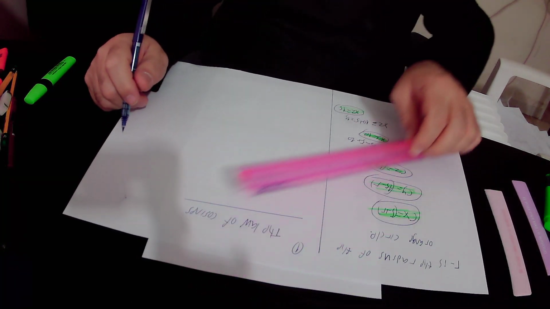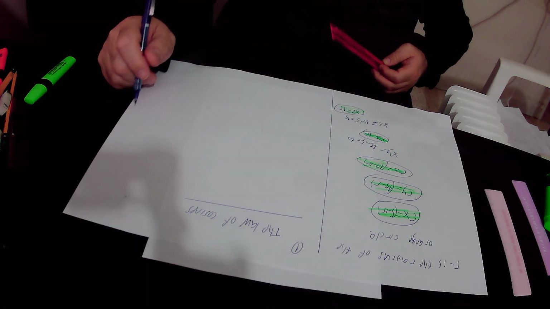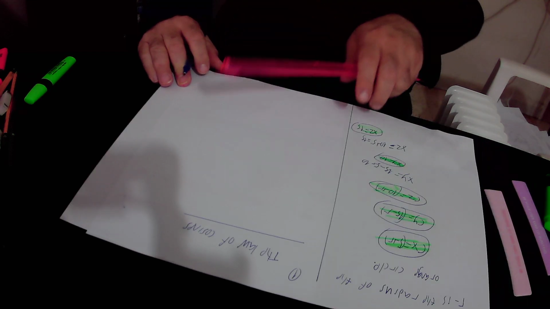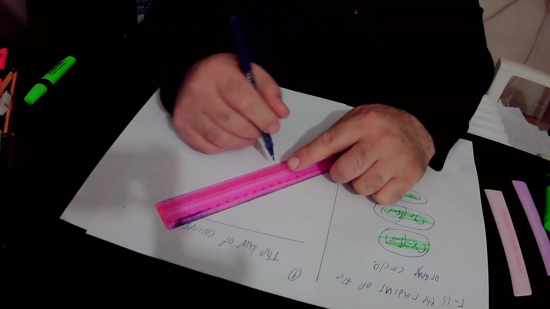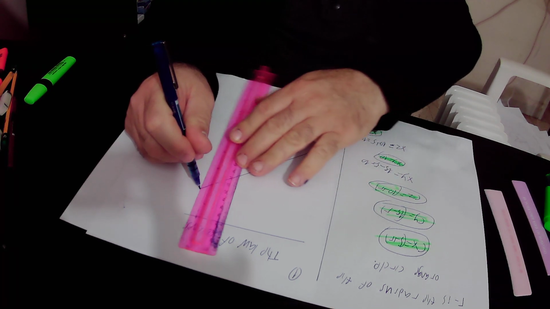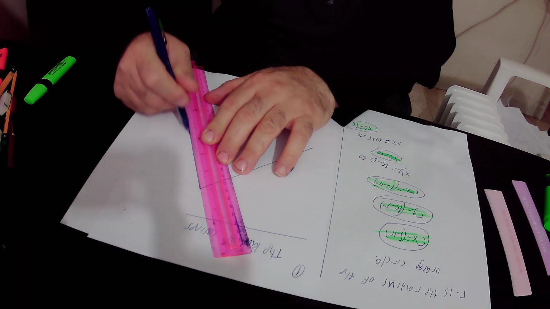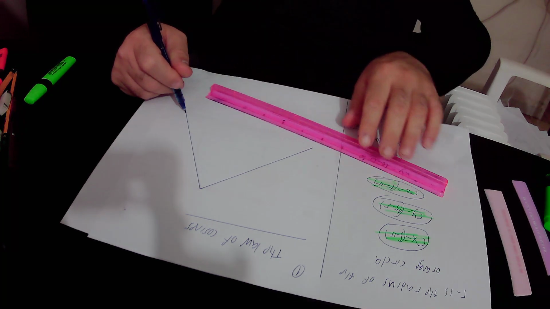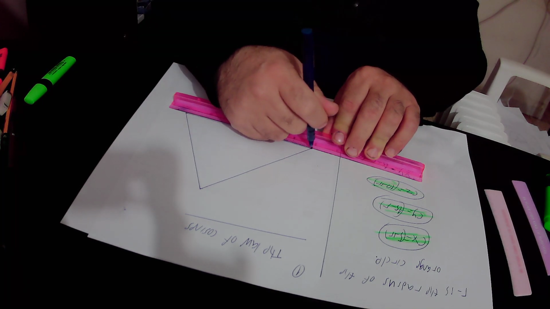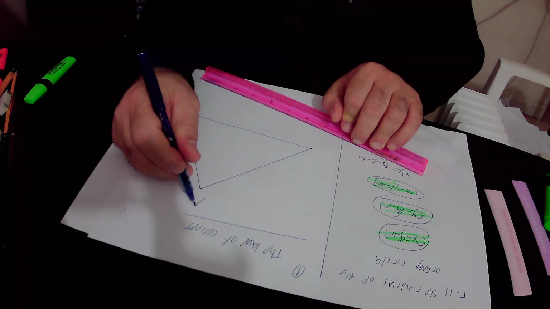The law of cosines is true in any triangle. So here I will draw triangle ABC, that could be any triangle. This is triangle ABC.